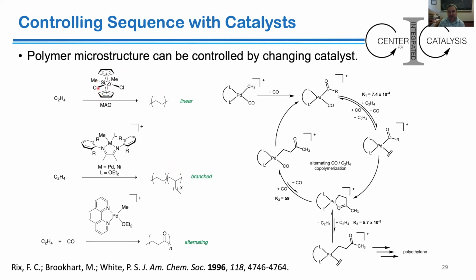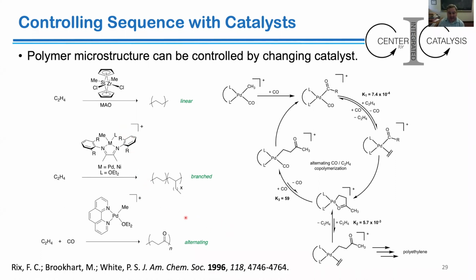So if you use an early transition metal catalyst like these zirconocenes and methylaluminoxane, you can make linear polyethylene with ethylene. If you use a later transition metal catalyst, you can actually start to incorporate branches into that polyethylene, depending on the identity of the R.